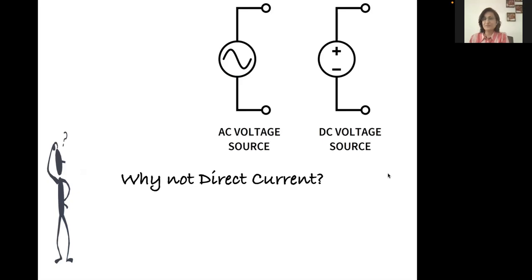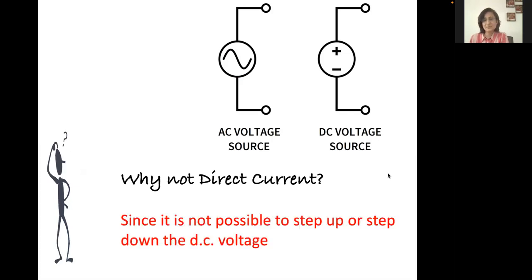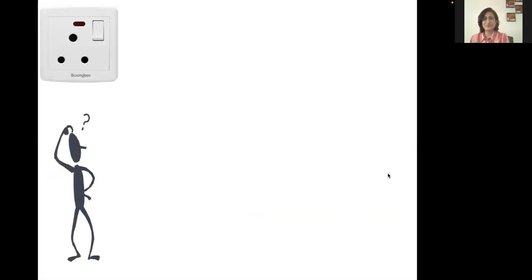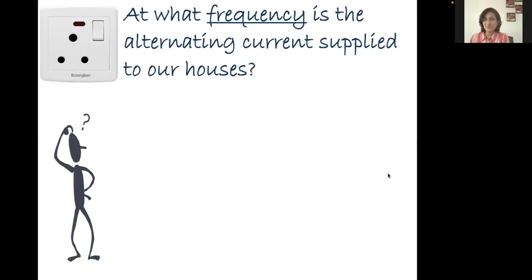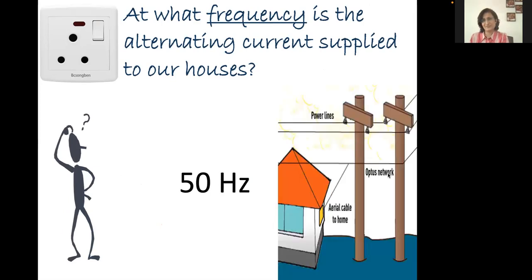Okay. Definitely, why not direct current? Direct current can also bring the same amount of power. But the only reason for this is that the step up and step down is not possible for DC voltage, right? Now at homes, we are getting 220 volts, but then at what frequency are we getting it? That's the same 50 hertz at our homes.